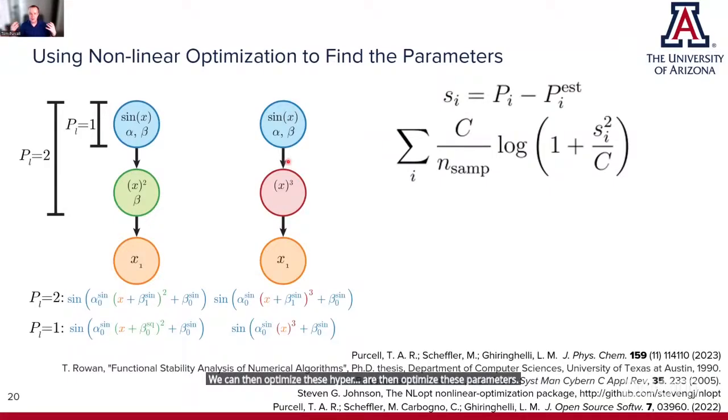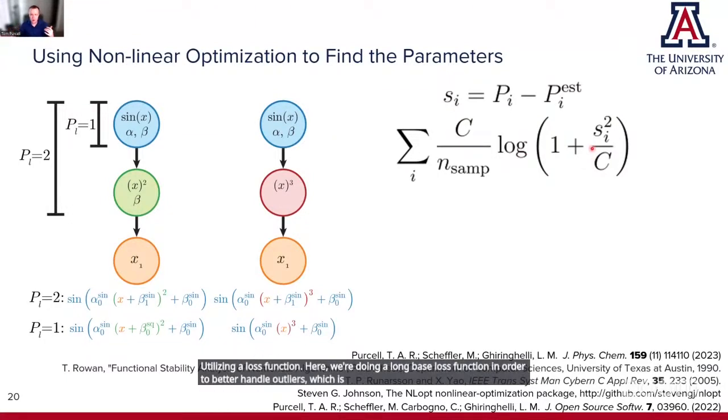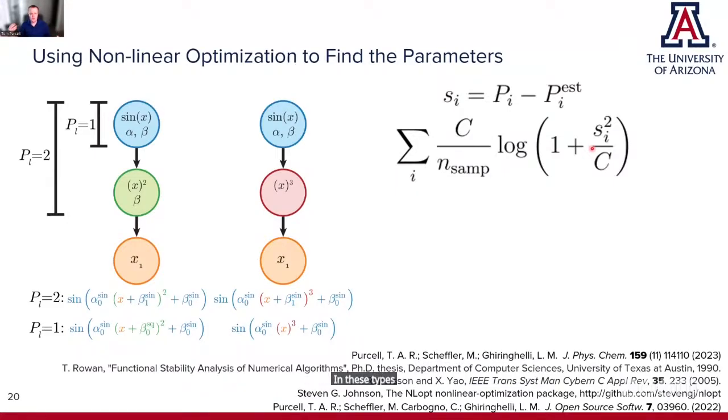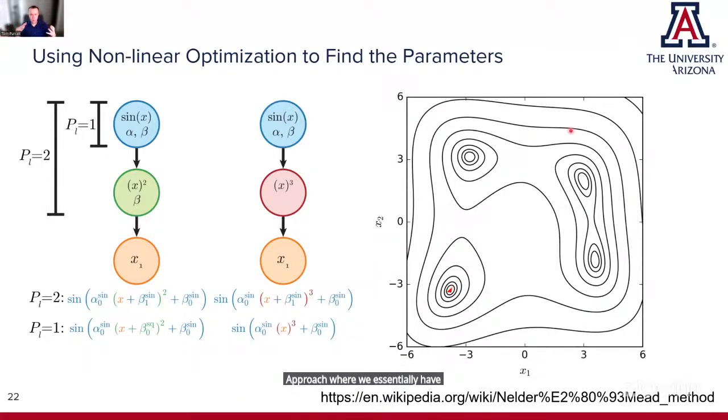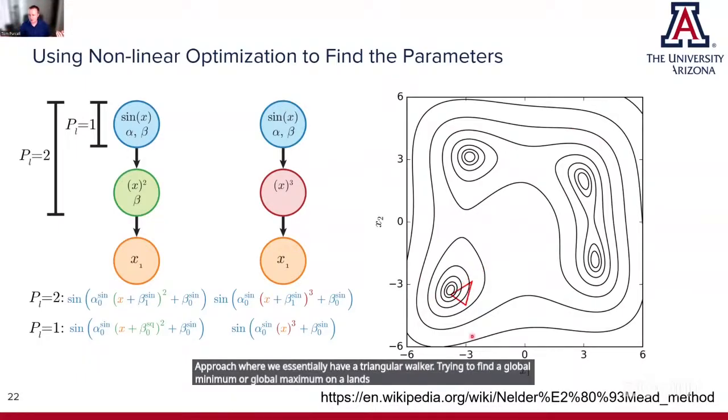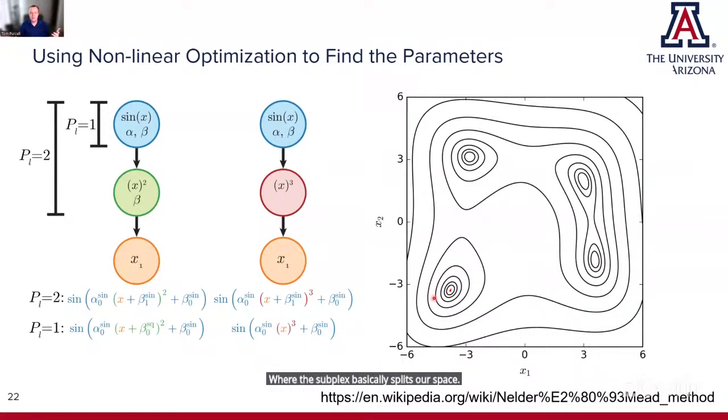We can then optimize these parameters utilizing a loss function. Here, we're doing a log-based loss function in order to better handle outliers, which is a known problem in these types of situations, and then perform a local optimization using the subplex algorithm, which is a variant of the Nelder-Mead approach, where we essentially have a triangular walker trying to find a global minimum or global maximum on a landscape, shown here in this animation, where the subplex basically splits our space more efficiently to allow us to explore a larger space in a fairly efficient manner.